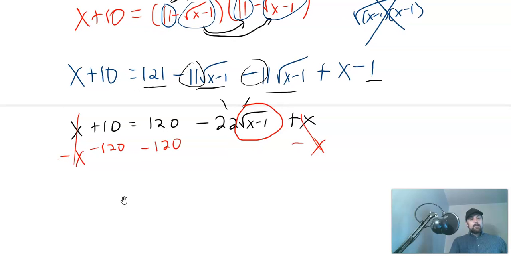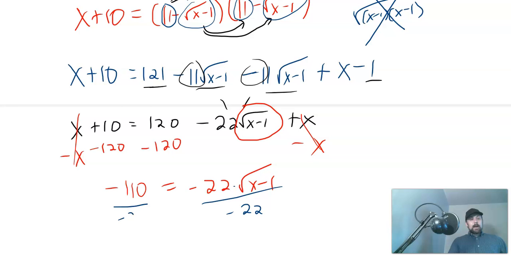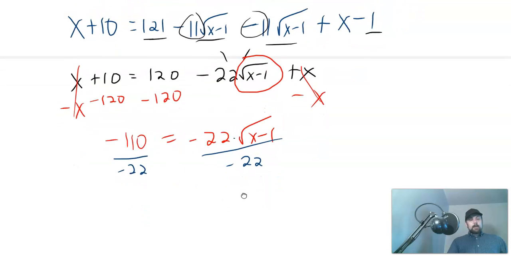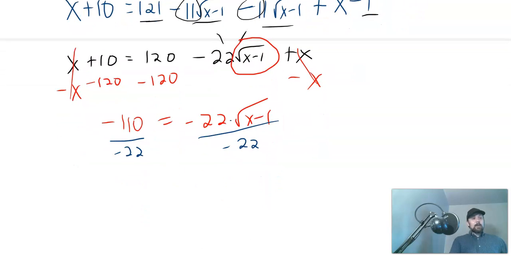So I'll get negative 110, right, when I combine these two numbers together, equals negative 22 square root of x minus 1. We're still trying to get the radical by itself, so I want to get rid of the negative 22. It's being multiplied to the radical, so to get rid of it, I would have to divide by that number. And sometimes you'll get a fraction here. I won't lie to you. Sometimes you divide by that number and you end up getting a fraction that you have to deal with. But this one works out really nice. We get 5 equals the square root of x minus 1.